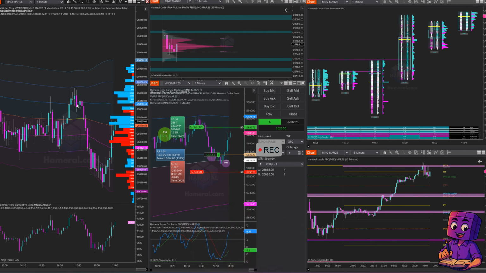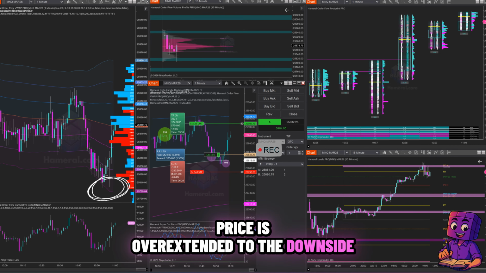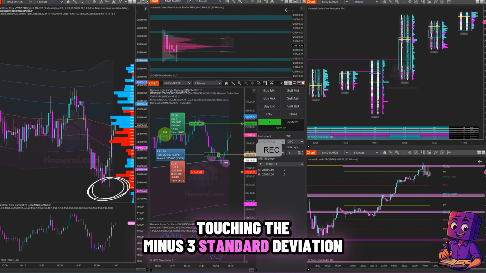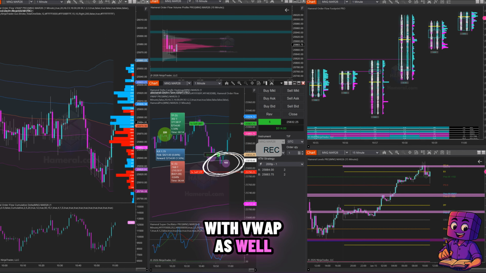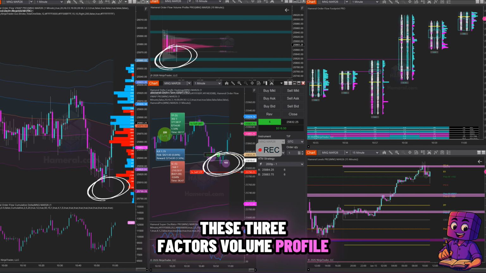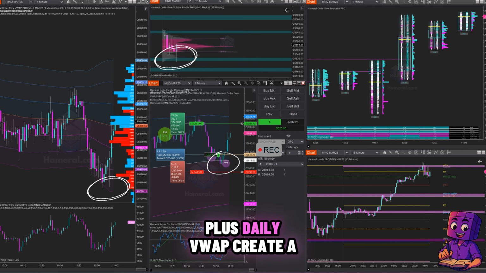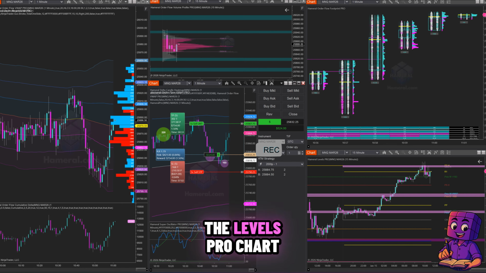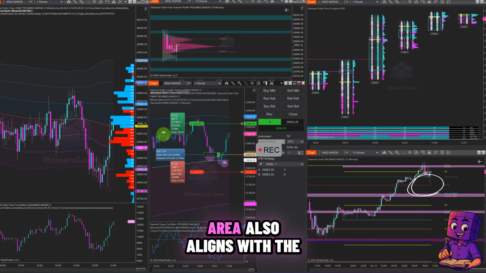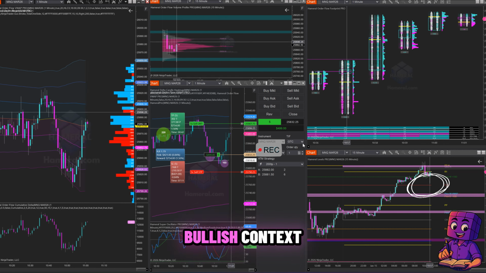Let's watch the VWAP. On the RTH VWAP, the price is overextended to the downside, touching the -3 standard deviation. On the daily VWAP chart, we can see that our key area has a confluence with VWAP as well. These three factors, volume profile VAL plus -3 RTH VWAP standard deviation plus daily VWAP, create a very strong support level. On top of that, on the Levels Pro chart, we can see that this area also aligns with the previous session high. Strong support in a bullish context.